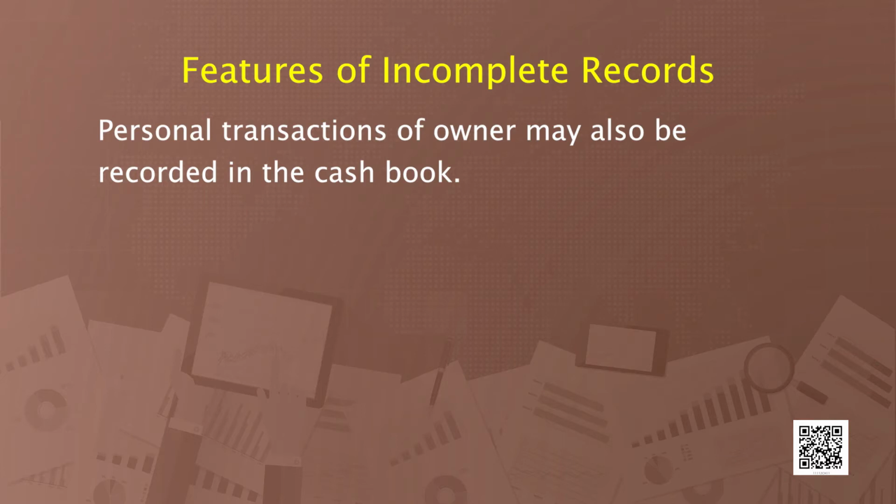Then, personal transactions of owners may also be recorded in the cash book. As we know, business entity concept says owner and business are two separate entities, right? But those small merchants who are maintaining accounts on single entry, or say incomplete records, may be recording their personal transactions in the business, which is not correct. So, in this chapter we would be studying how to calculate profit and losses for those traders or merchants, right?